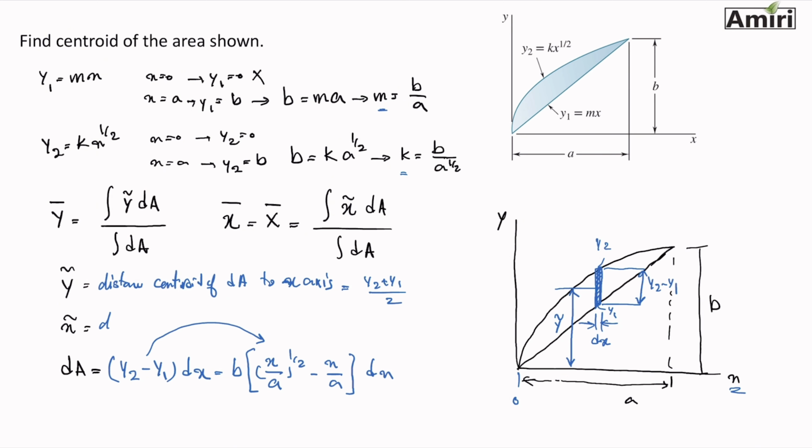X tilde is the distance of the centroid of dA to the y-axis. It's a very, very thin rectangle, so the center of it is located at just x. So in this case, this is just x. So I found dA, and x tilde is x. All I have to do is find this based on x and dx, and then we can start doing integration.